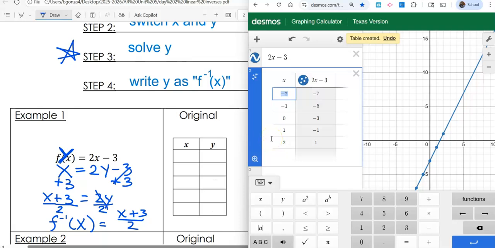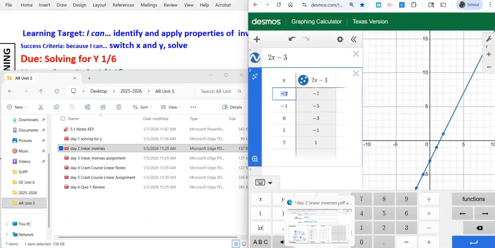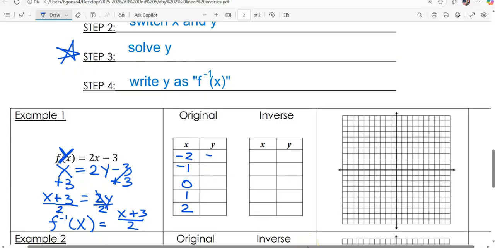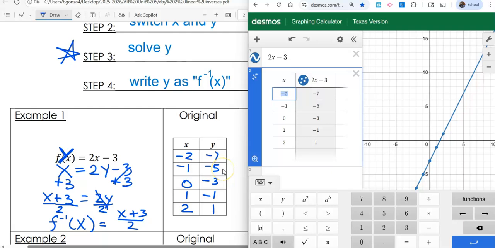That's crazy. All right. So, -2, -1, 0, 1, 2. Write this down. And then -7, -5, -3, -1, 1. Is anyone confused about where I got this information from? I typed this equation into Desmos. Gear, table, write it down.